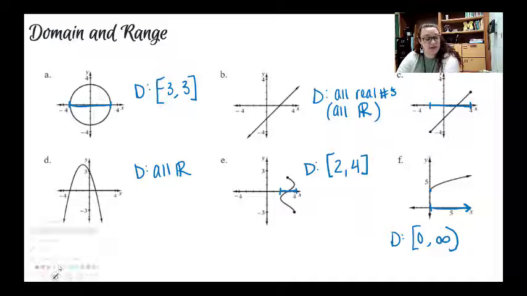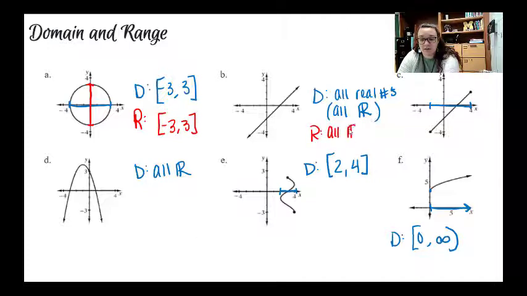Let's do all of these again now, but with range. So red for range. Range is up, down. This one goes from -3 up to 3 for a height. All right, this guy goes from -infinity up to +infinity. So for this one, the range is all real again. For this segmented line, the lowest point is -4 up to the highest point, 2. So the range is from -4 to 2.